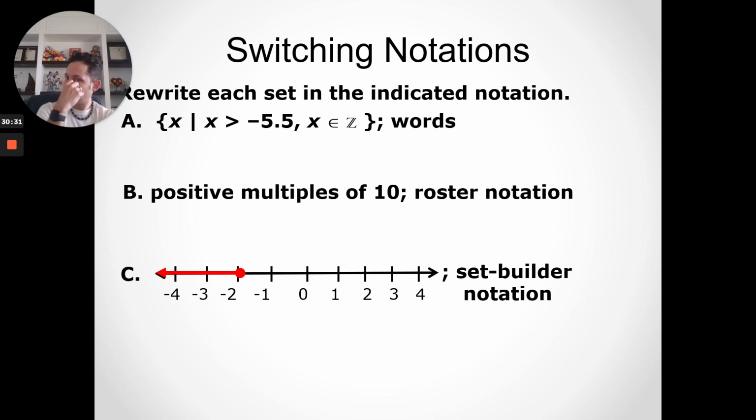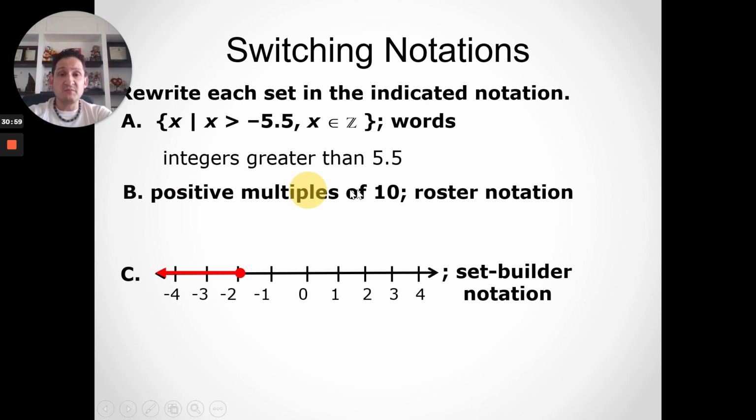Okay, you're back. I've got a set builder notation in words. Values of x such that x is greater than -5.5 and x are only integers. Okay? Integers greater than -5.5: -4, -3, -2. All of those.